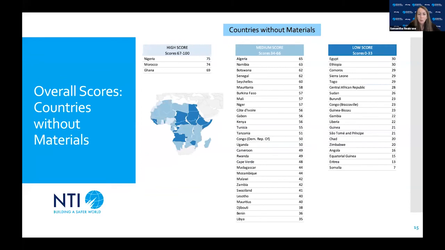And this is countries without materials. So again, they're assessed separately, and you can see the vast majority are in the medium category, with 3 countries scoring high, and then a bunch of countries scoring low. Again, a similar distribution when you look at Latin America and the Caribbean. Europe skews to the high score. Eastern Europe also skews high. Asia Pacific is more spread out. So you can get a sense of where countries are.